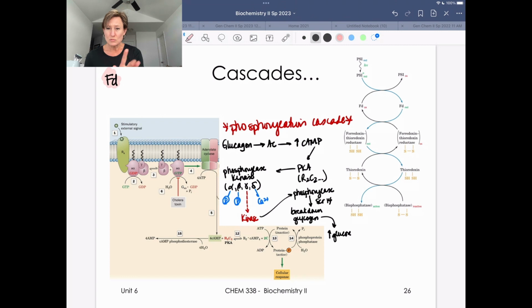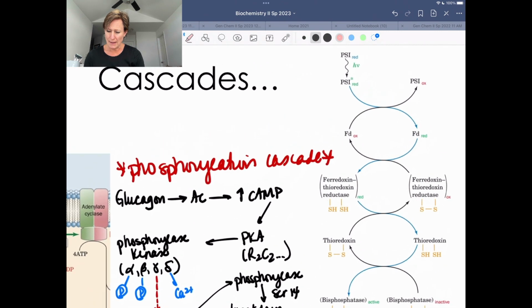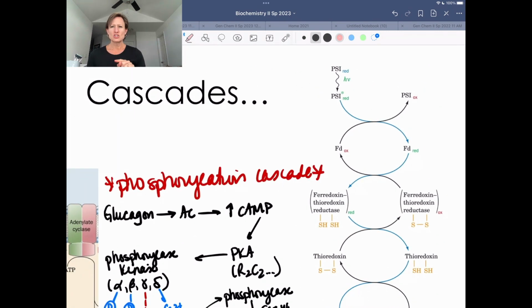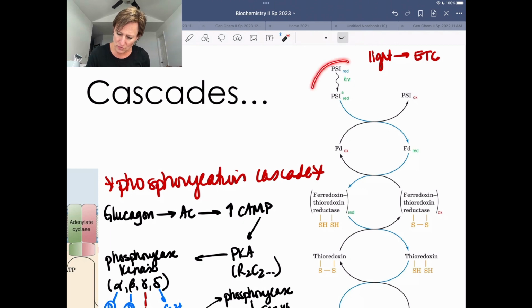I'm going to zoom in and look at this picture over here. This basically shows us electrons going through different carriers in chloroplast electron transport. If there's light out, we are going to be doing the electron transport chain in chloroplasts. What we're going to see here is things cycling between oxidized and reduced states. When they don't have electrons, they're oxidized. When they do have electrons, they're reduced. So look at this pathway and this flow of electrons.